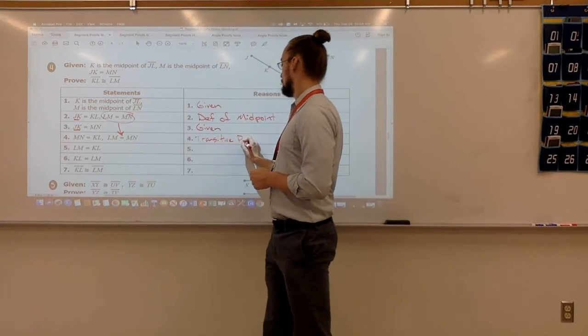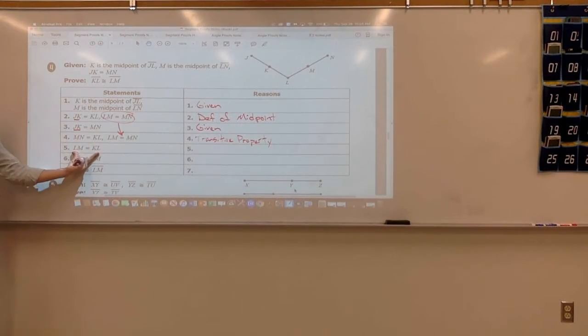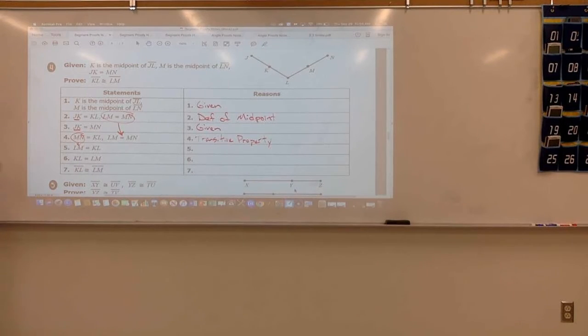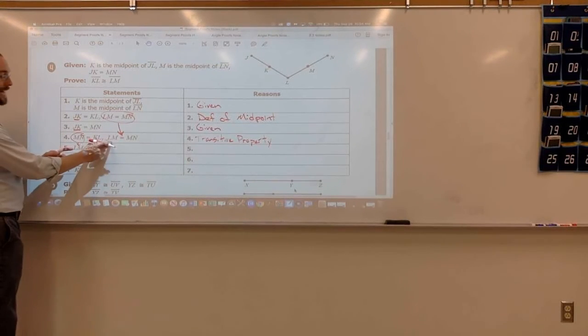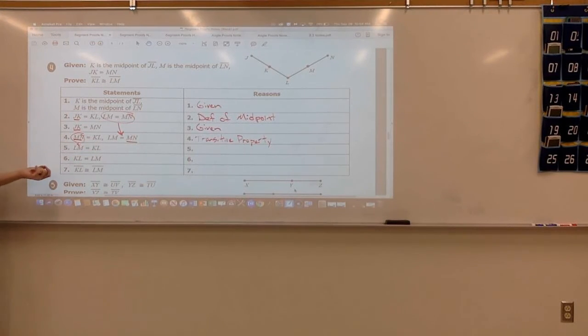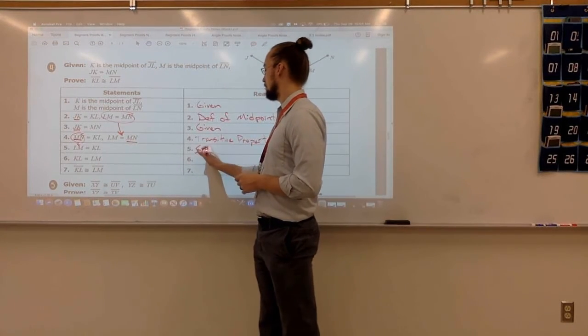Now, for line 5, okay, now they claim that LM and KL are equal. Okay, this is actually really similar to the logic we just used. Okay, we could either say MN is replaced by LM in this equation because I know those two things are equal. So we could say substitution. Or we could say KL and LM are both equal to MN. Therefore, they're equal to each other. So again, either substitution or transitive would work here. Okay, I'll jot down substitution.